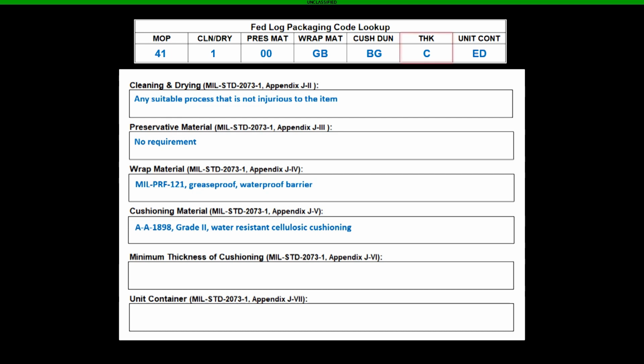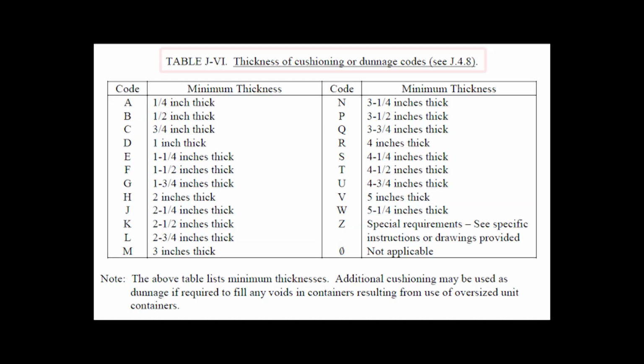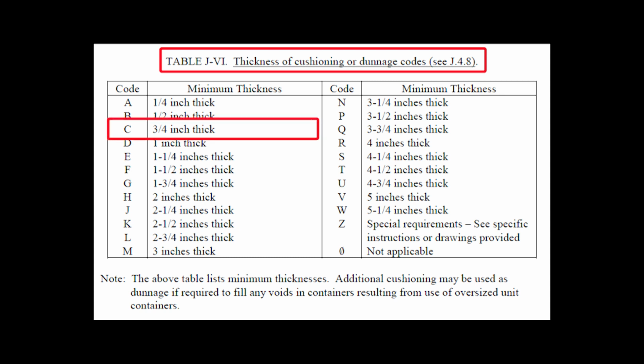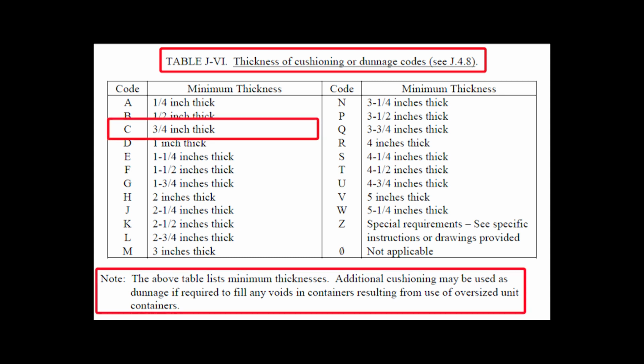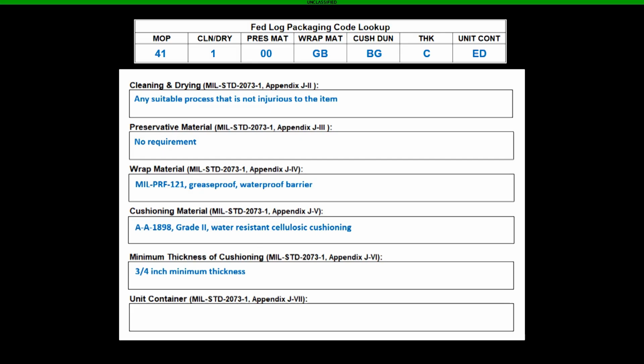The thickness code is C. This code can be found in Table J6 and indicates a cushioning thickness of 3/4 inches. Note that this is the minimum thickness allowed. When remediating an item, always use as much cushioning as necessary to effectively prevent any physical movement of the item within the unit container. Record this on your worksheet.